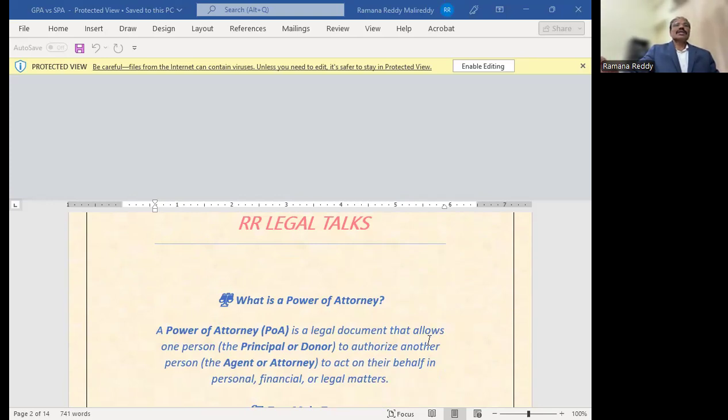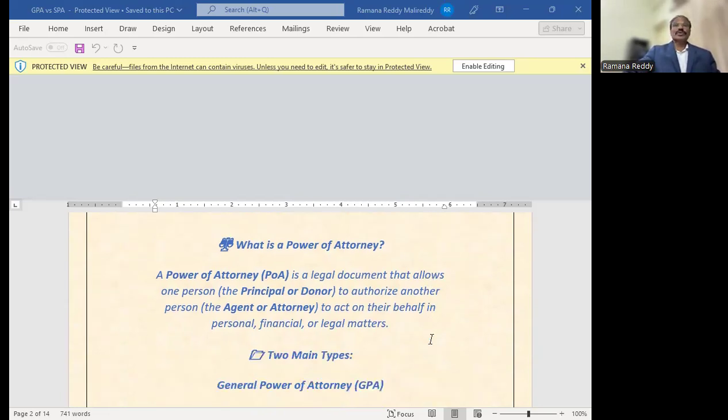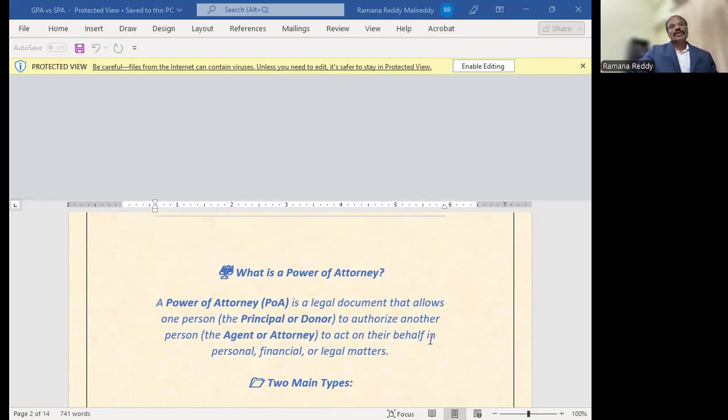The power of attorney is a legal document that allows one person, that is either principal or donor, to authorize the agent or attorney to act on their behalf in personal, financial, or legal matters. This is the definition. Hope you are clear. So there are two main types of power of attorney we are talking about. I think the definition we are clear.